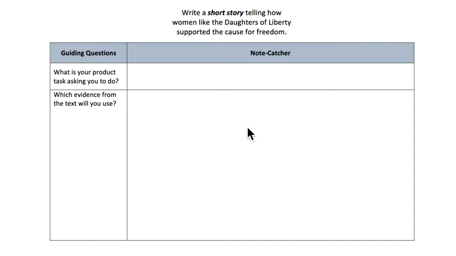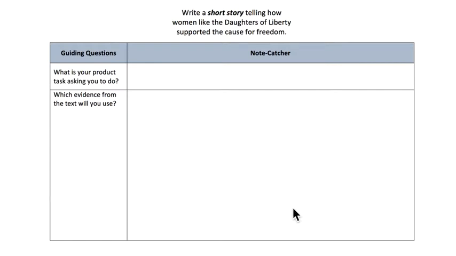So I am on DCPS packet week 1, day 4. Together we are going to outline the second option for your final task: write a short story telling how women, like the Daughters of Liberty, supported the cause for freedom.